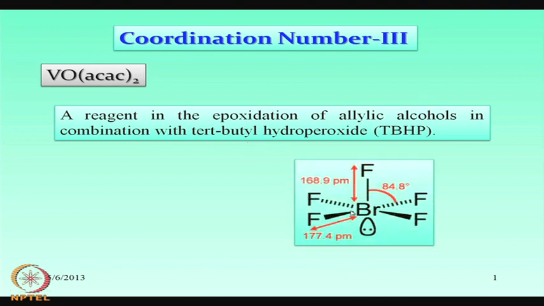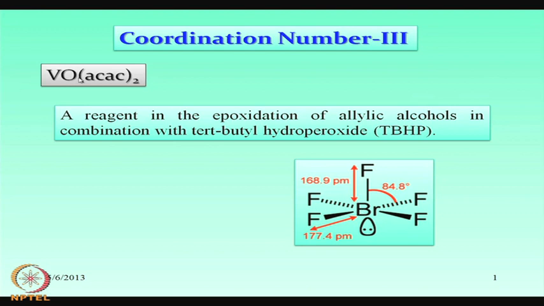Similarly, what we were just discussing, instead of this vanadium center, if we have bromine as the central part, and we have the corresponding interhalogen type of compound, that is BrF5.